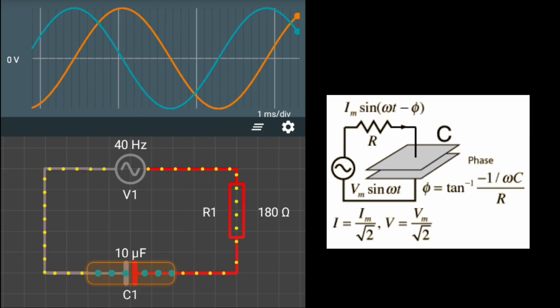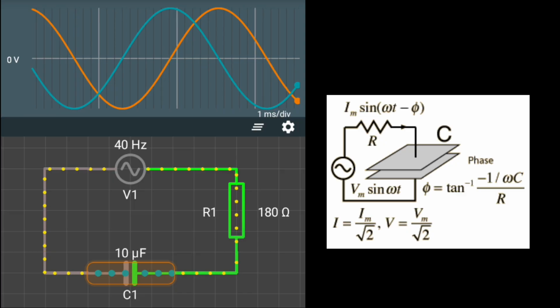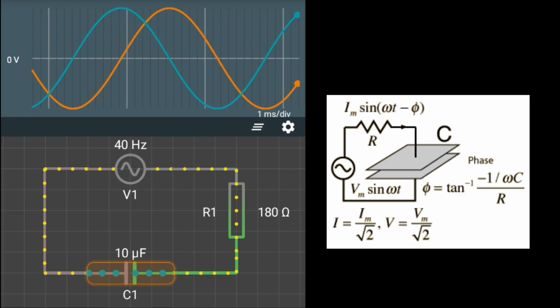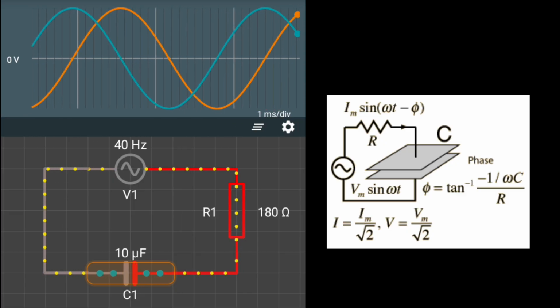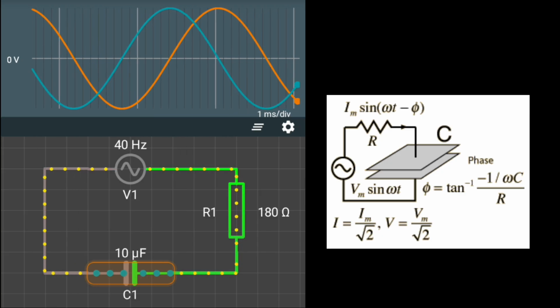Summary. The resistor does not introduce phase shift, but the capacitor does. Current leads voltage in a capacitive circuit. Phase shift depends on frequency and is calculated using theta equals inverse tangent of 1 over 2 pi FRC.